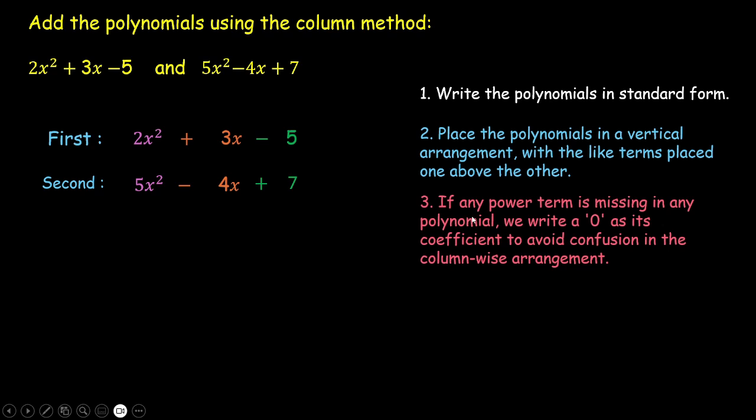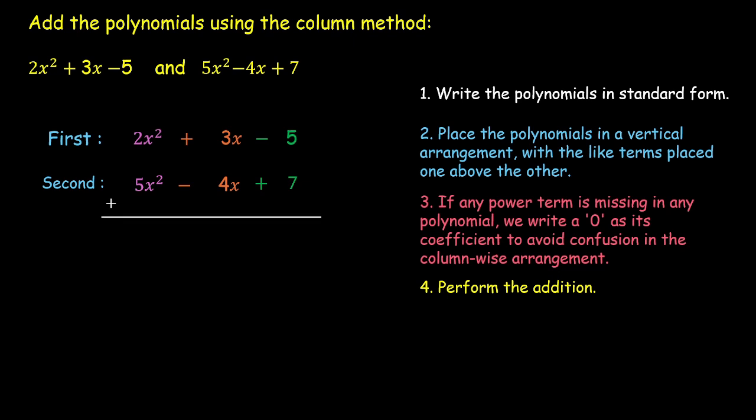Now, the third step is to check if any power term is missing in any polynomial. If that is the case, we write a 0 as its coefficient to avoid confusion in the column-wise arrangement. What it is saying is, if any term was missing in this polynomial, for example, if −4x was not there, we would place a 0x in its place. Okay? And then we will just perform the addition.